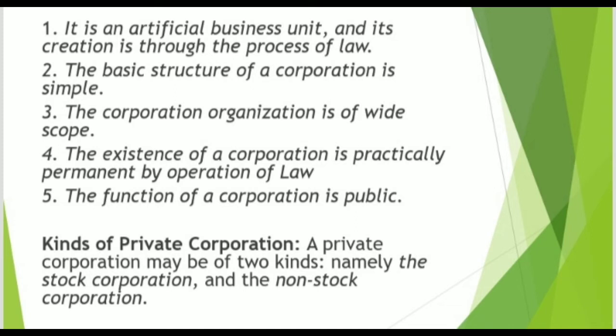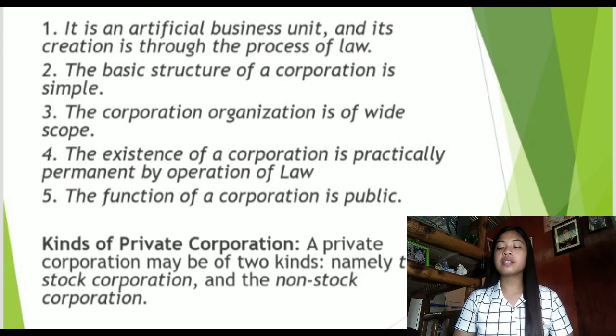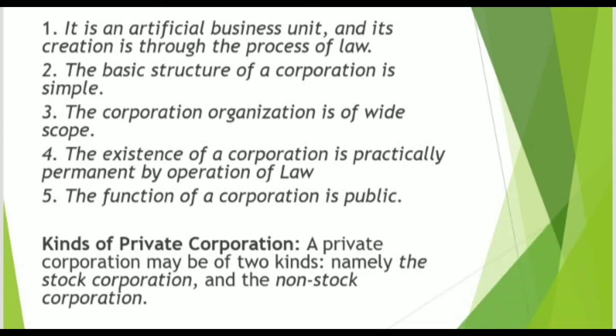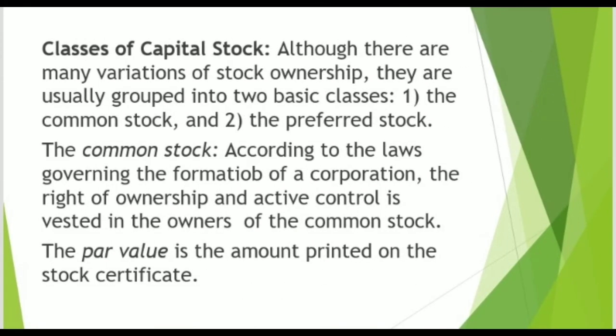5. The function of a corporation is public. The assumption is that the existence of a corporation is for the benefit of the public or society. While the ownership and purpose may be for private profit, it is invested with certain public responsibilities to a greater extent than an individual proprietorship or partnership. Kinds of private corporation. A private corporation may be of two kinds, namely the stock corporation and the non-stock corporation. Classes of capital stock.